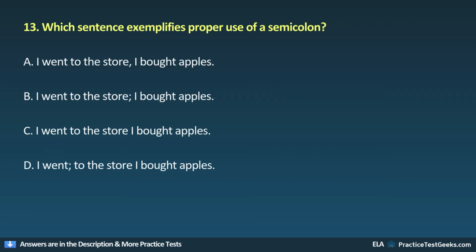13. Which sentence exemplifies proper use of a semicolon? A. I went to the store, I bought apples. B. I went to the store, I bought apples. C. I went to the store, I bought apples. D. I went to the store, I bought apples.